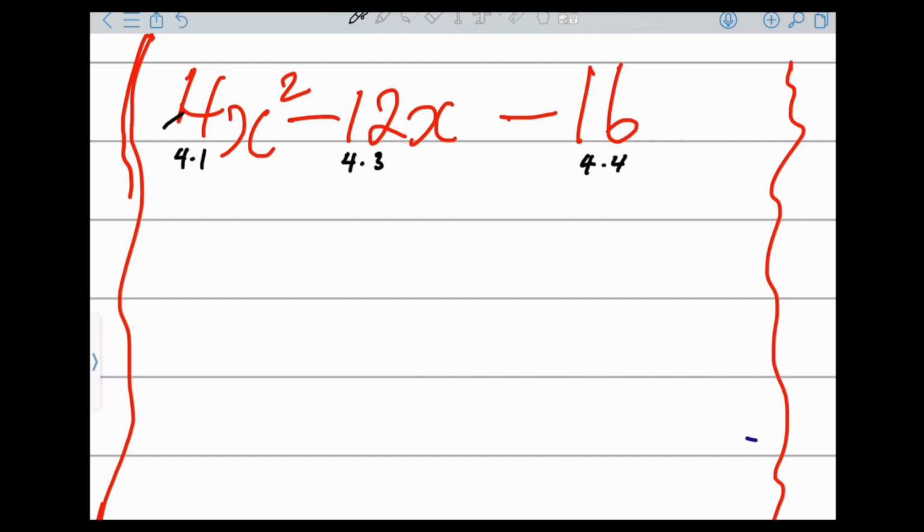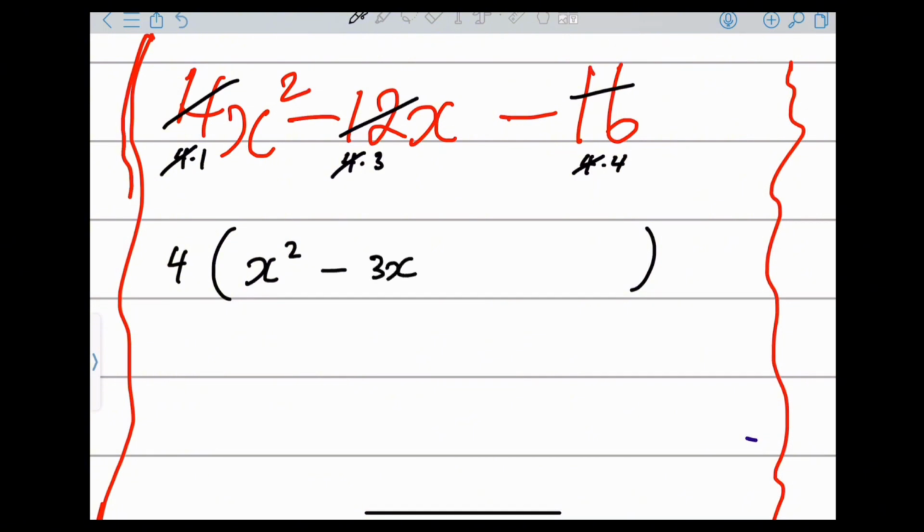Now, don't forget you're not looking at this no more. So now, parentheses, factor out 4. Now, let's see what is left. x squared, right? Do I really have to put a 1? No. So just say x squared, minus 3x minus 4.